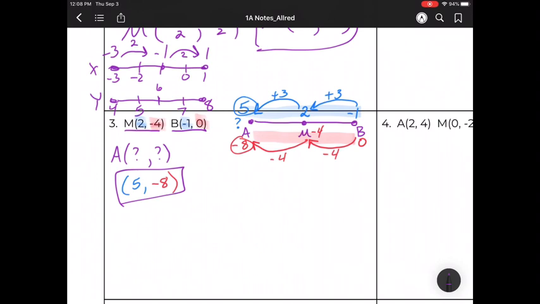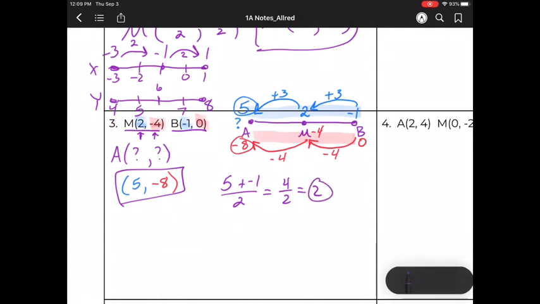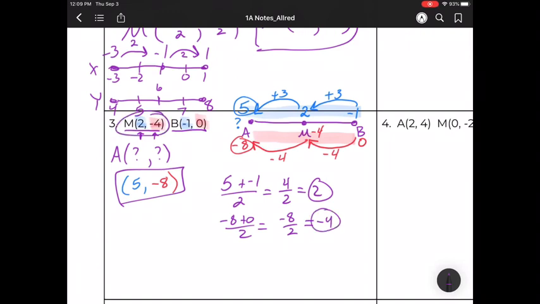5, -8. Now to verify that, I could go through and plug things into my formula. 2 and -4 should be the averages of the x's and y's of A and B. So if I did 5 plus -1 over 2, 5 plus -1 is 4, 4 over 2 is 2. That's the x coordinate for M. I should get -4 as the average of -8 and 0. -8 plus 0 over 2 is -8 over 2, which is -4. So I go back to those original coordinates for the midpoint, and it works.